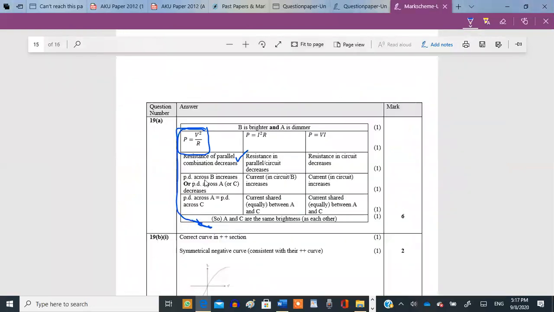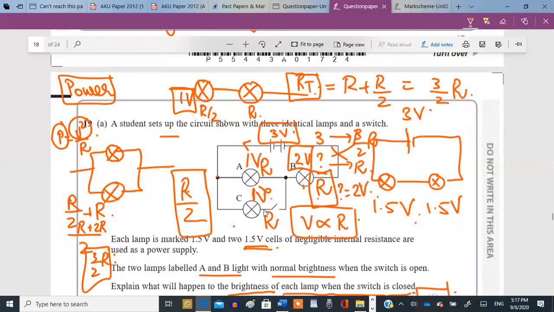Then they say that the potential difference across B increases, or potential difference across A or C decreases, and that's also what we figured out over here. The potential difference across B turned out to be 2 volts, and potential difference across A and C turned out to be 1 volt and 1 volt, which originally across A was 1.5 and across B was also 1.5, but now this is greater than 1.5 and this is less than 1.5. So this is also a right point you need to mention.